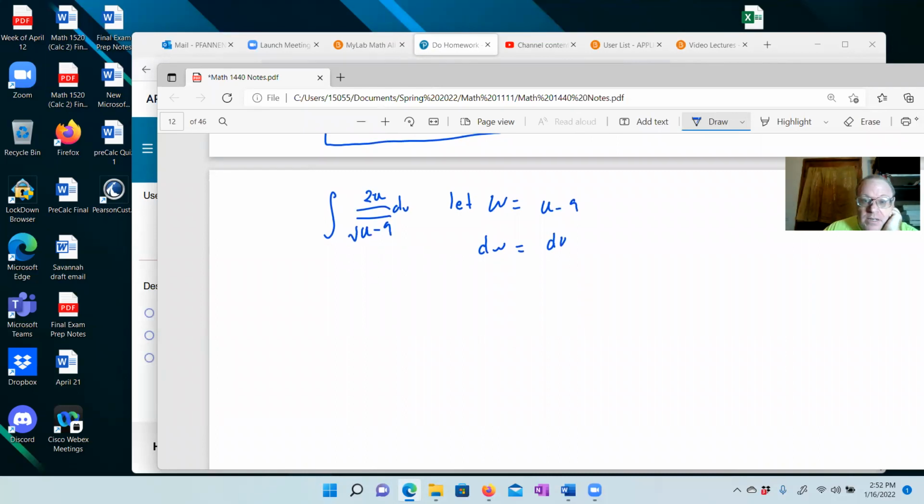So when I go here, right, we have integral, we have w to negative 1/2 power. What am I supposed to do with this? du is just dw, and I'm stuck with a 2u here. You can't do this. You have to have the same variable in both spots. All right.